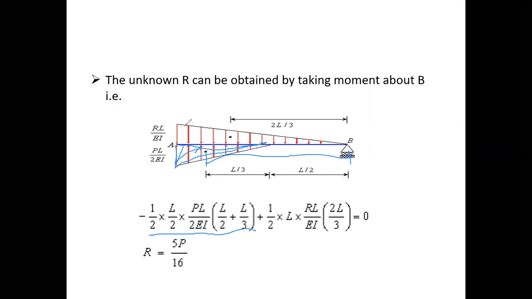Now for this one, the loading will be half into base, that is L, into height, that is PL by EI. Now what is the distance from the CG? This is 2L upon 3. So this is the equation for this loading. From here we can easily calculate R, that is 5P upon 16. This is what we were concerned with in this question: we needed to calculate the support reaction R at the end B using the conjugate beam theorem, and we have calculated R to be 5P upon 16.